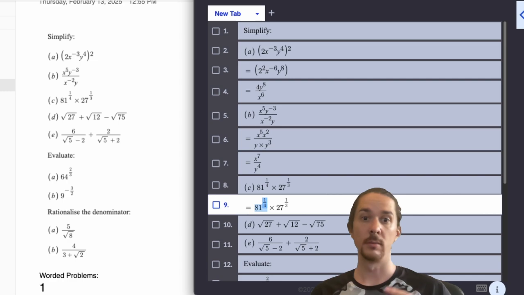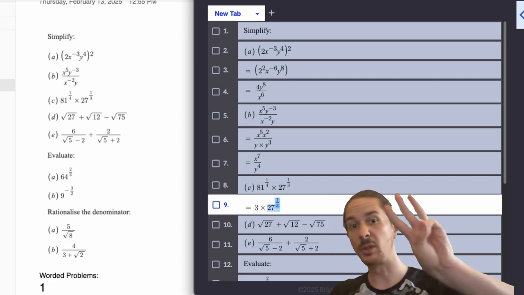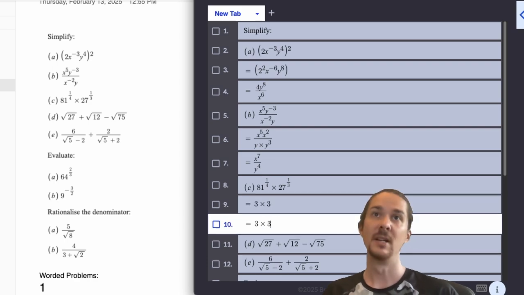All right, next one. 81 to the power of 1/4. So what is the fourth root of 81? I happen to know the answer to that. It is 3. 27 to the power of 1/3. What is the third root of 27? I happen to know the answer to that. It is 3. 3 times 3 is 9.